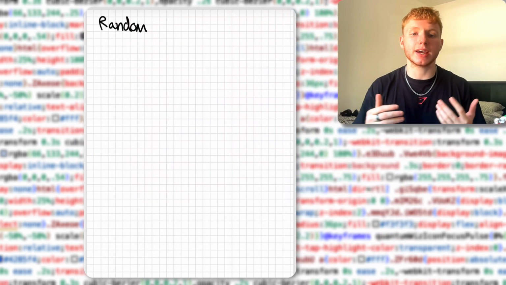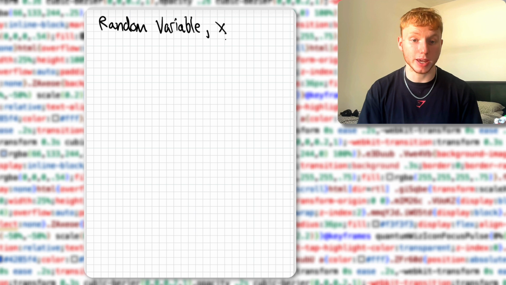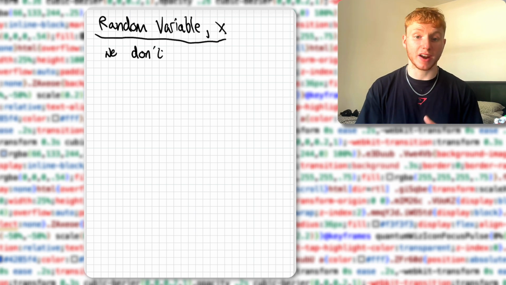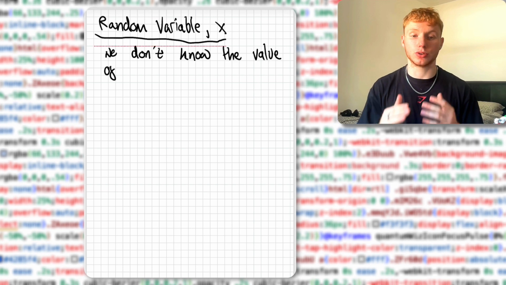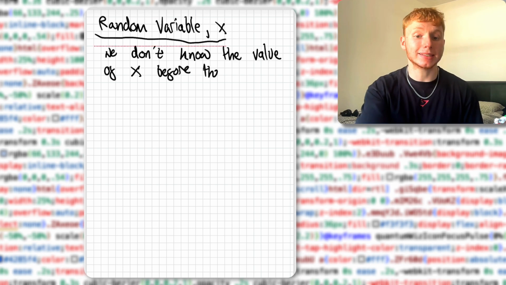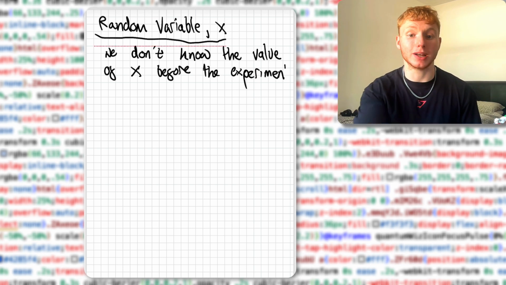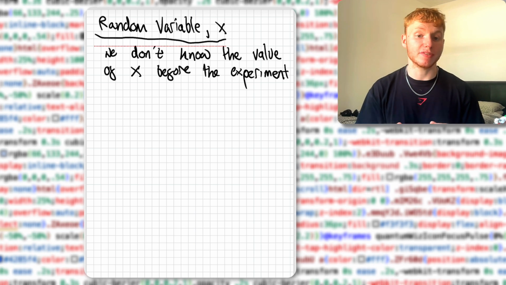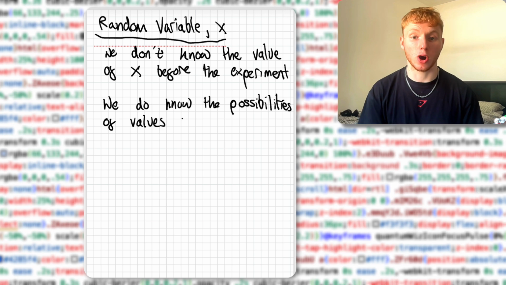So we're going to first get right into what a random variable is. A random variable is a variable whose value is completely down to a random process. Basically, we don't know its value until the experiment is done. However, we can know all the possibilities of numbers it could take on.